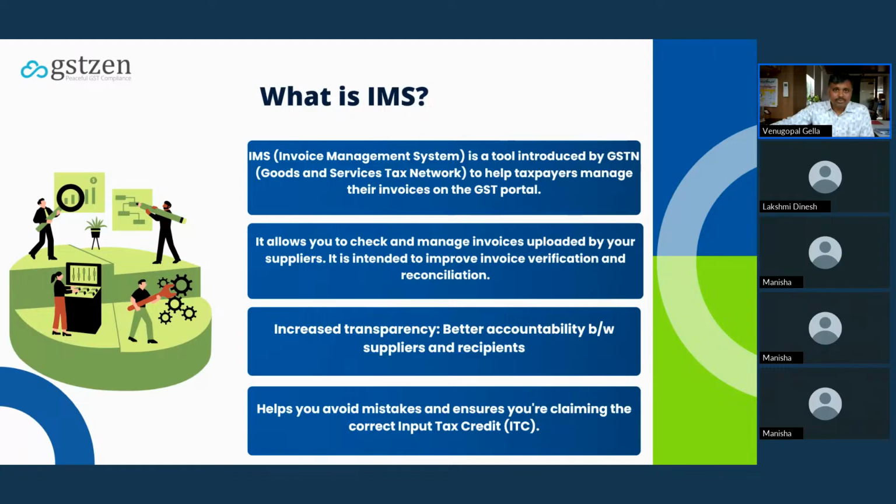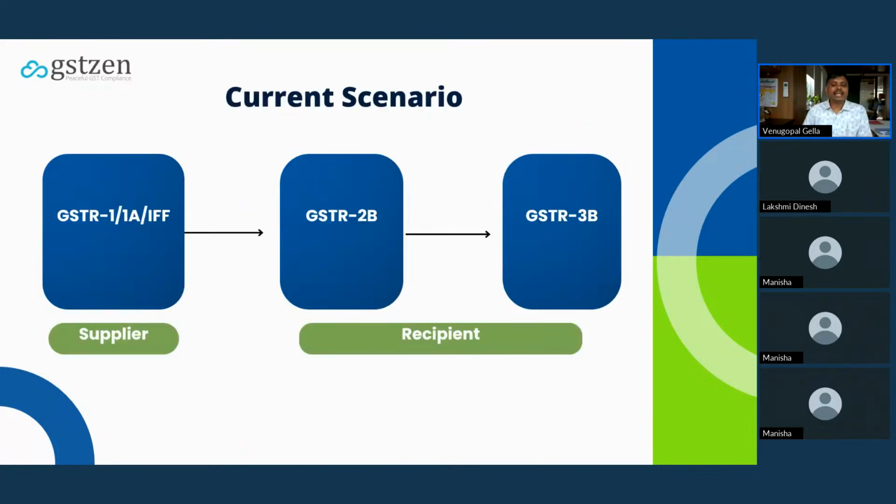But as a supplier, I would want to know whether the invoices have been accepted or not accepted. What happened is what I would want to know. That's the IMS which has been brought in by the portal. Currently, before the IMS, the scenario is... why am I still saying currently? Because IMS has not been made mandatory.